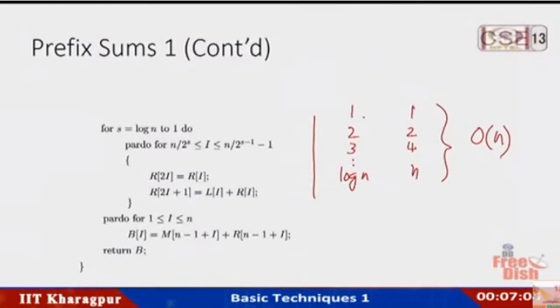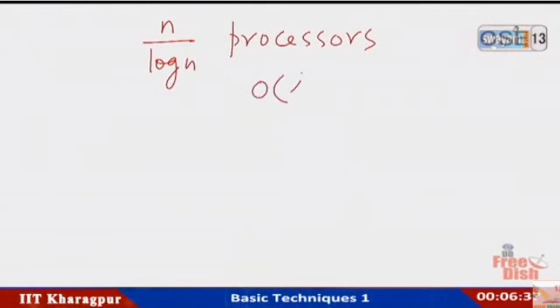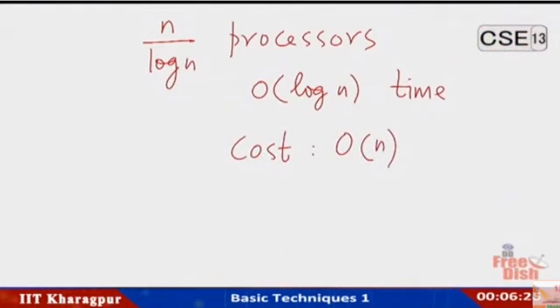And the final step is one of summing at every single node. So with n processors, you can execute this in 1. Therefore, if you apply Brent's scheduling principle to the entire algorithm, we find that with n by log n processors, we can find the prefix sum of n integers in order of log n time. Therefore, the cost of the algorithm is order of n, which is the same as the sequential complexity of the problem. Therefore, we say this algorithm is optimal.